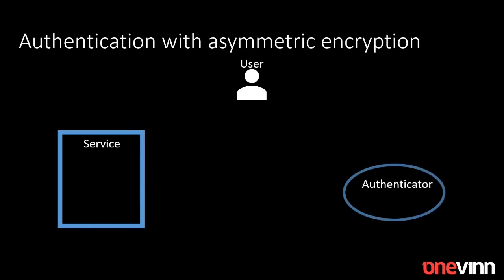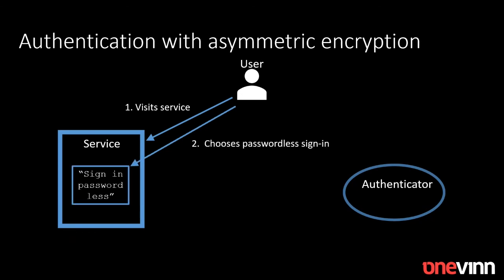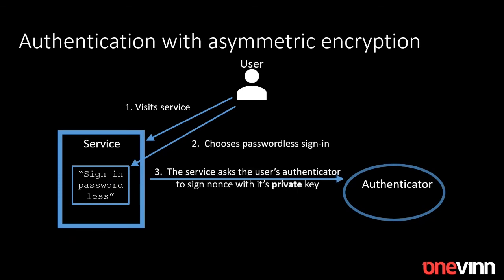If we then compare it with asymmetric encryption instead, what we are talking about now, the passwordless scenario, the user still visits the service, but the user then clicks on sign in passwordless. And then the service asks the user's authenticator to sign a nonce with a private key. A nonce is basically just a random number.